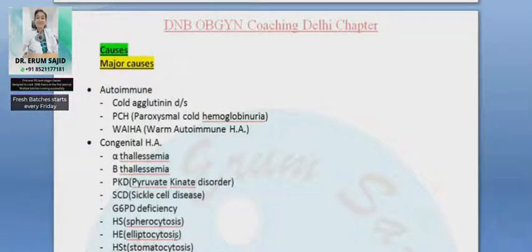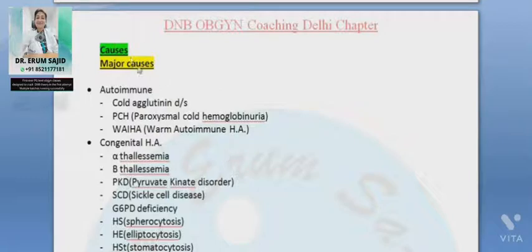So let me first start with the major causes. The major causes of hemolytic anemia, the most important being the autoimmune causes. For example, the cold agglutinin disease, paroxysmal cold hemoglobinuria. And as I go through it, I've written down the short forms because these will be coming again and again, and I cannot all the time write down the whole stuff. So warm autoimmune antibody hemagglutination. So these were autoimmune disorders, autoimmune causes. These cold antibodies, warm antibodies, of course autoimmune antibodies might just cause destruction of the RBCs, and that is why you have autoimmune causes.